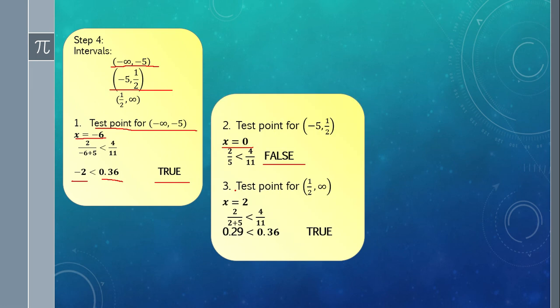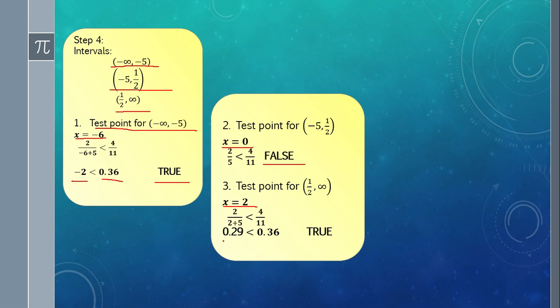And going to the third one, test point for the third interval, you have it there, 1 half and positive infinity. And then I choose 2 for my point. So that's going to be 2 over 2 plus 5 less than 4 over 11. And then 2 over 7, in your calculator, if you indicate 2 over 7, that's going to be 0.2857, and so on.